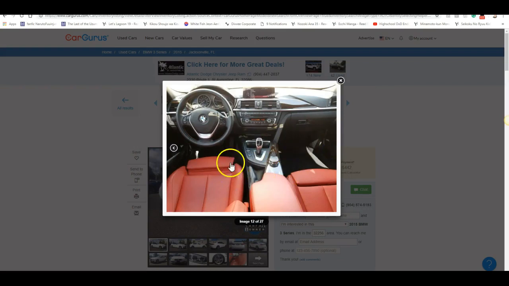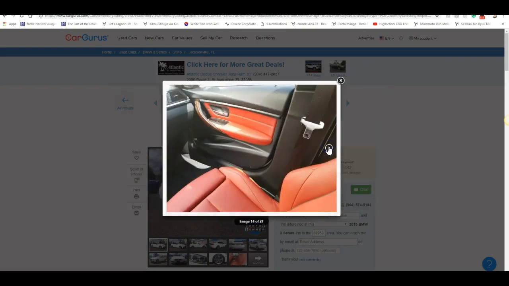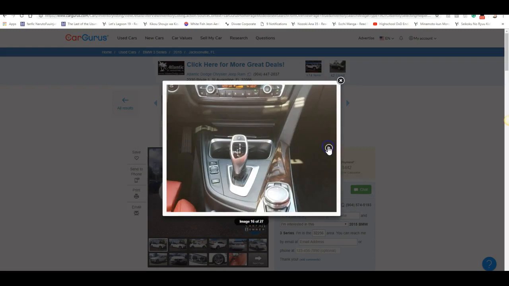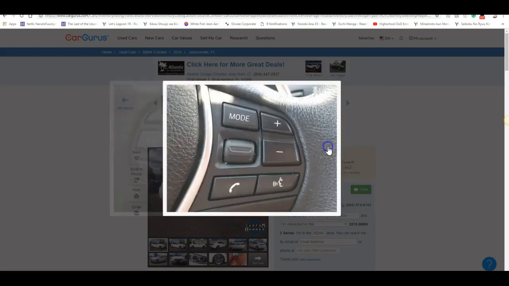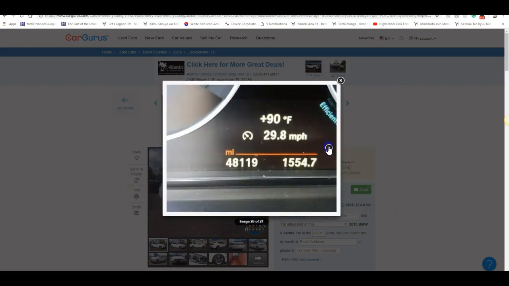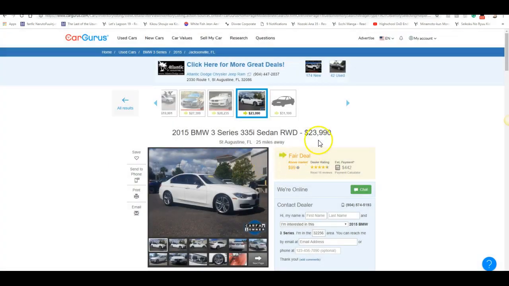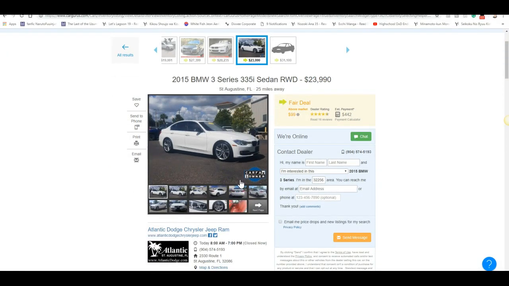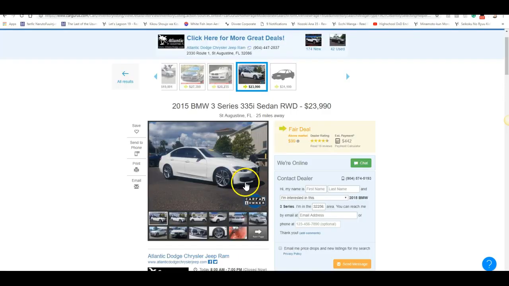Oh yeah, that red interior. Yeah, what is this? Yeah, it's not bad at all. So, a $23,000, $24,000 car. Very, very, very affordable. These are twin turbo, for the people out there that like cars with a little power.